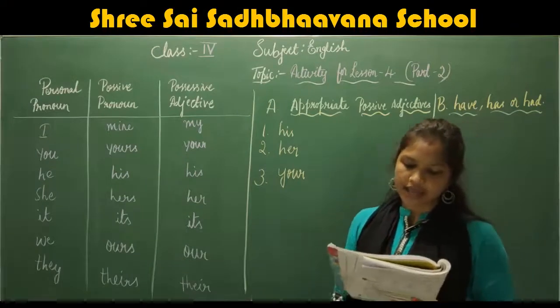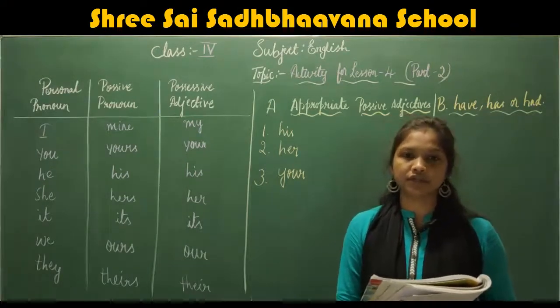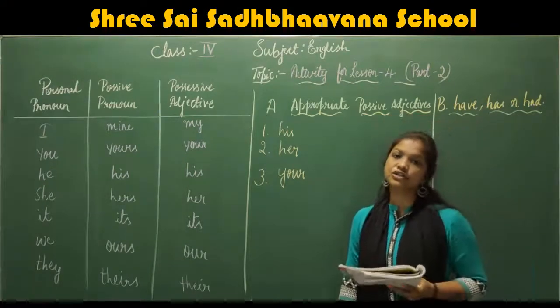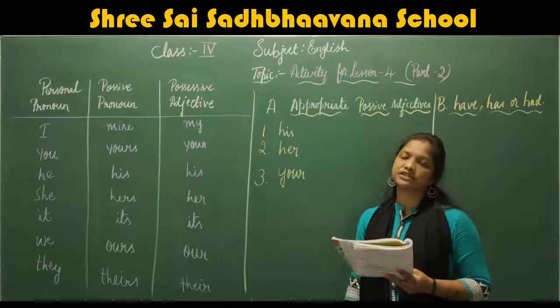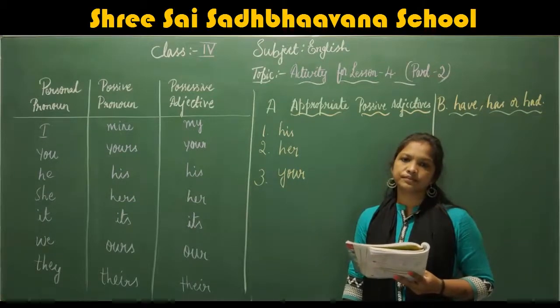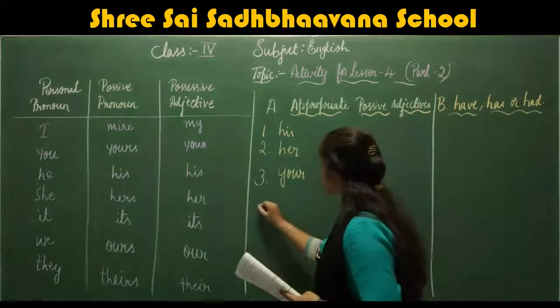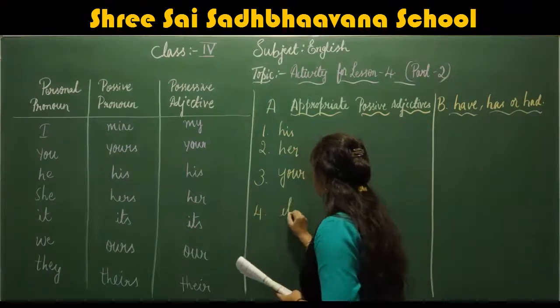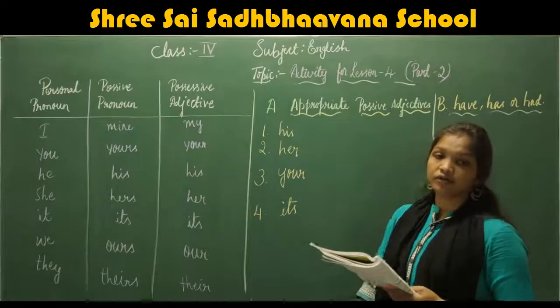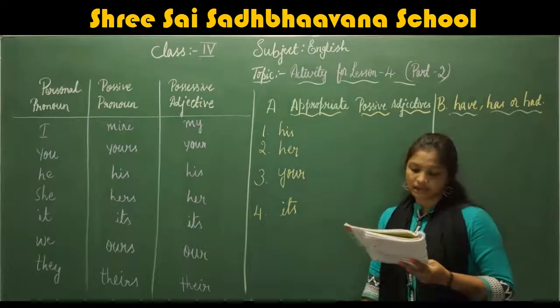Next, the dog has had dash food. Which possessive adjective do we have to use? It is its. Fourth one is its.